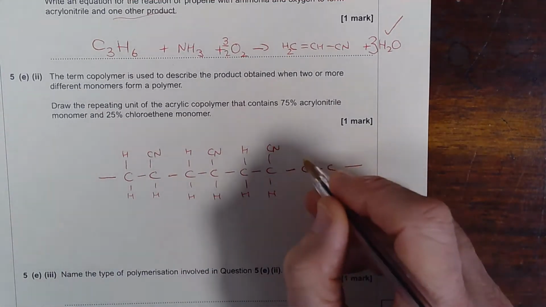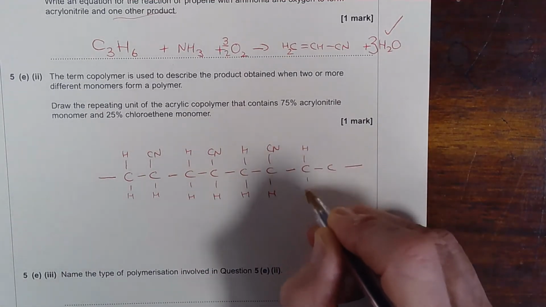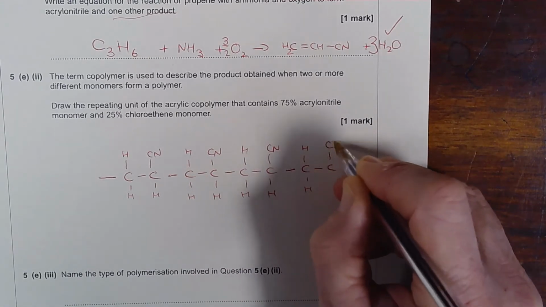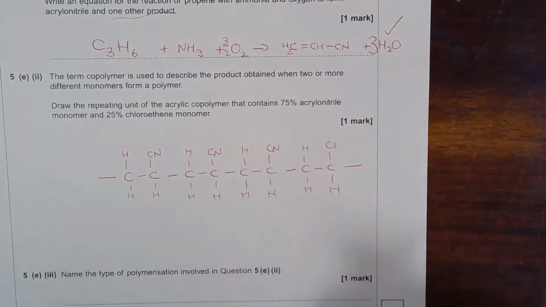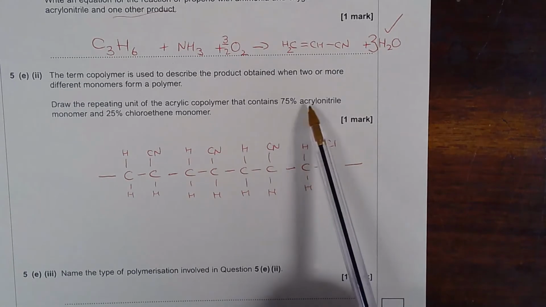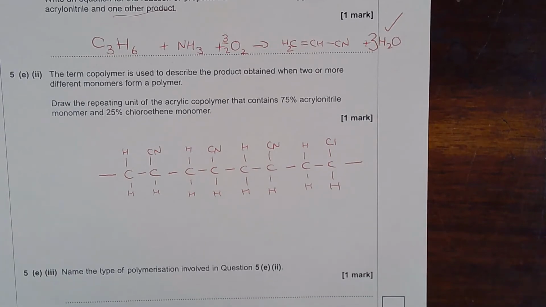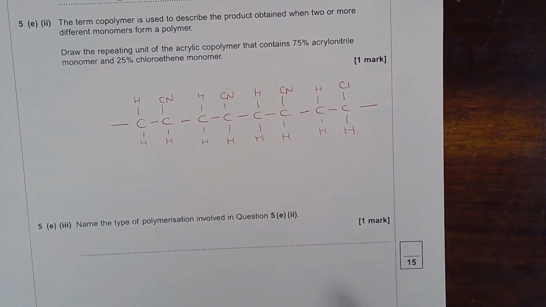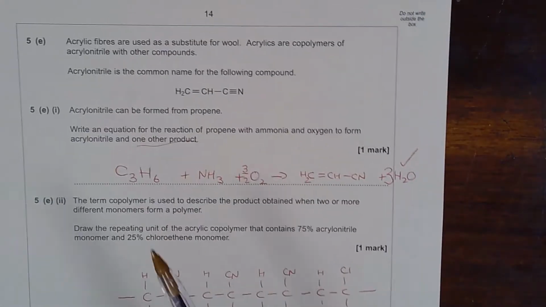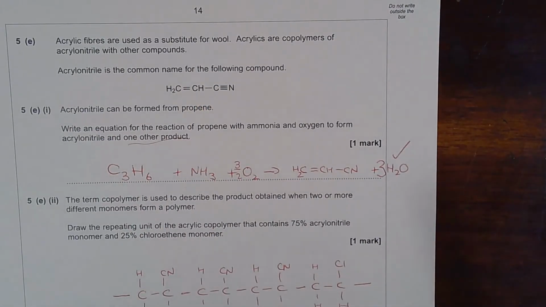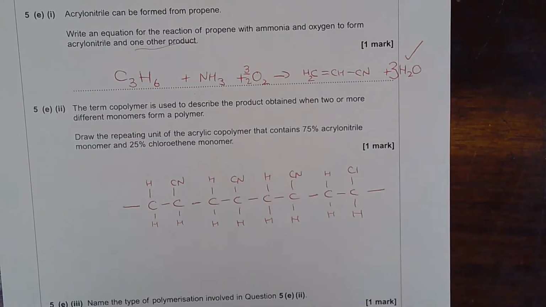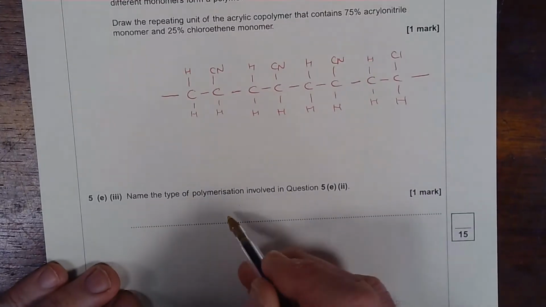It doesn't matter which way around we do that, but it's likely that the chloro perhaps would be in that position, though it's not really necessary. Basically we must draw this, and it could be in any order as long as we have 3 times as many of those as that. It's the repeating unit, and you need to draw all of that as a repeating unit. The type of polymerization involved will be breaking this double bond here, so that is, of course, addition polymerization.